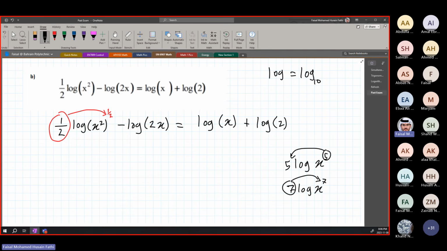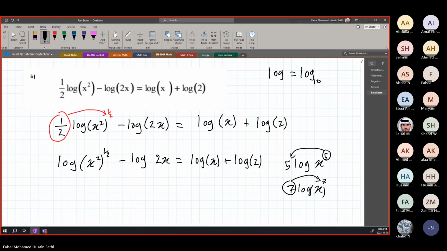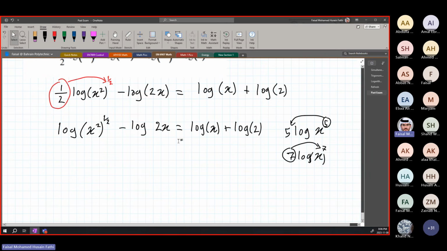So either take it out and multiply it to the log or you put it back in as a power of the entire log function. So this is what I'm doing for the first part. It's going to be log x squared to the power of half minus log 2x is equal to log x plus log of 2. Now, I'm going to do this very slowly step by step.